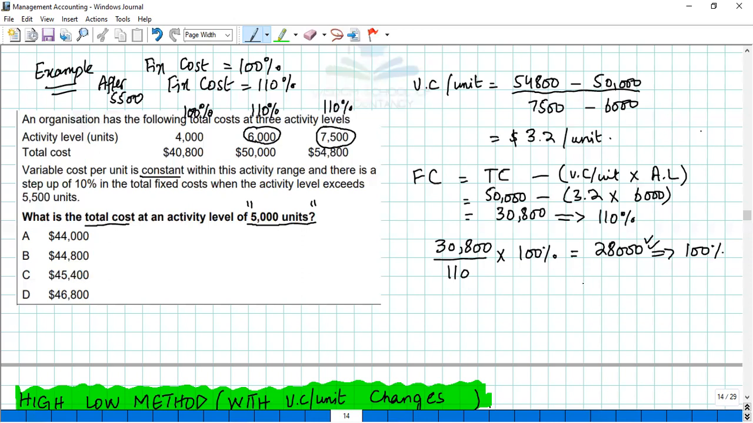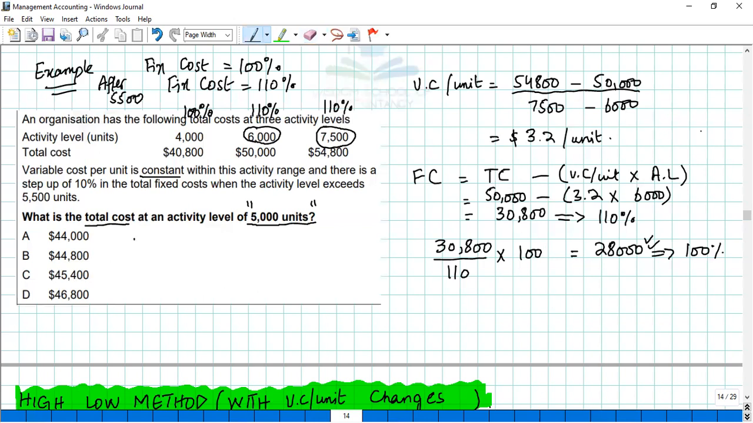Now, because I need to identify the total cost at an activity level of 5,000 units, I have to use the fixed cost without step up. So that is exactly what I did. I divided 30,800 by 110. It will give me the answer of 1%, and I require the answer at 100%. So I multiplied by 100. So I got the fixed cost without step up.